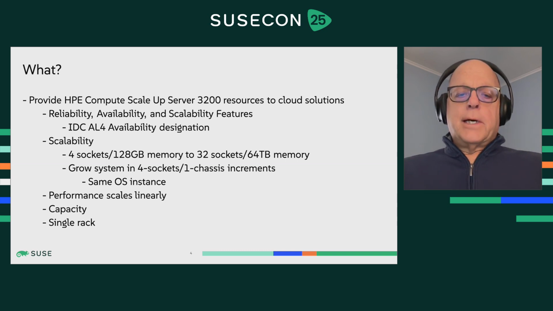Scalability-wise, we scale from 4 sockets, 128 gigabytes of memory, to 32 sockets and 64 terabytes of memory. You can grow the system 1 chassis at a time, 4 sockets each chassis. As you grow the system, the same OS instance remains and doesn't have to be changed. Performance scales linearly as you scale the system. Capacity, as you just saw, is 32 sockets, 64 terabytes, and even that size is contained within a single rack.